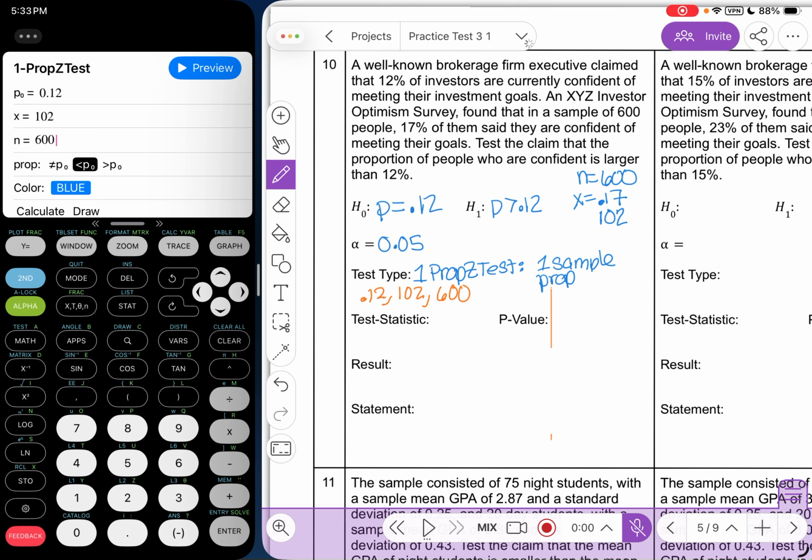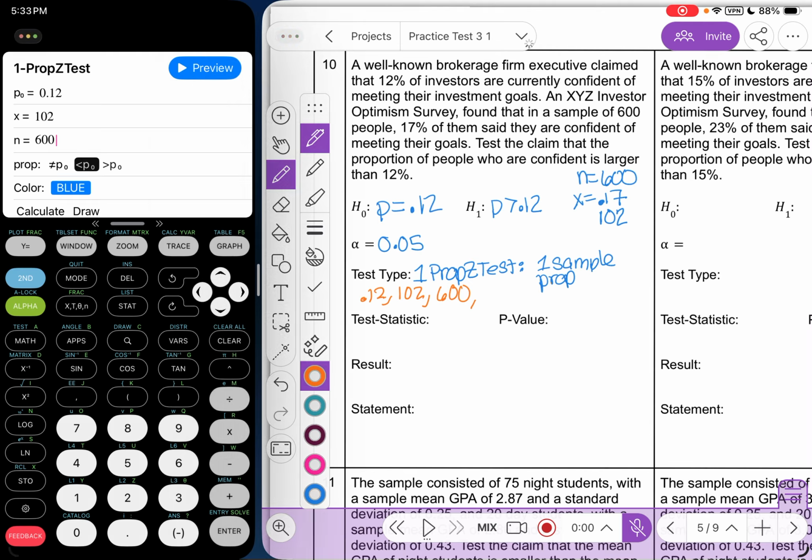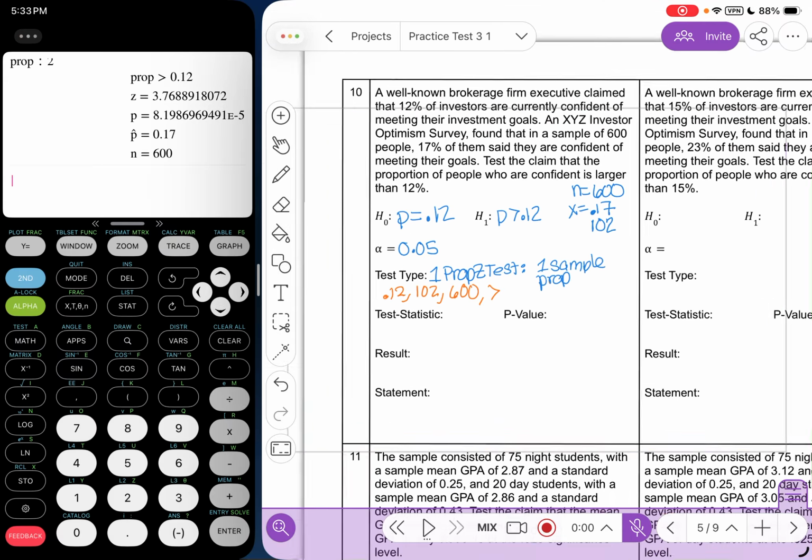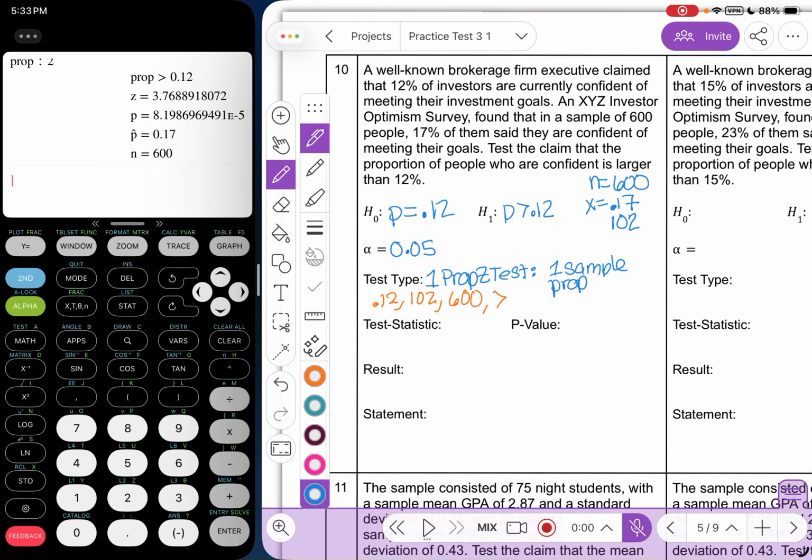Because like I said with the confidence intervals, I'm going to ask you the same thing I did for the quiz. What did you type in the calculator? And then we want it to be greater than. So then we calculate. So our test statistic is Z. Z is 3.769. P is 8.19 times 10 to the negative something. As soon as we're greater than 1, that tells us we're 0. P is 0.